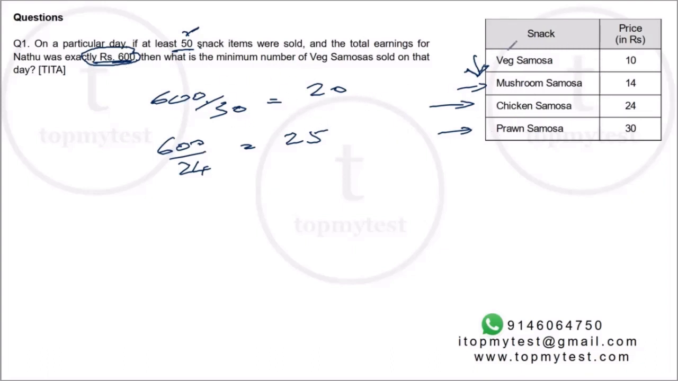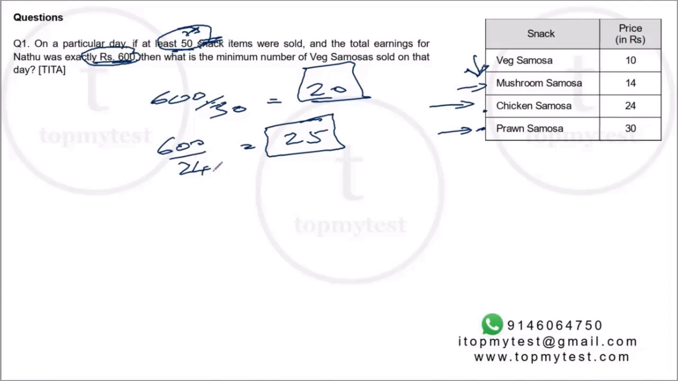The problem is I have to introduce veg samosas also. And the second concern is 50. At least 50 items have to be sold. Right now, only 20 items are sold here, and only 25 items are sold here. What you'll observe, and if you are familiar with optimization this is pretty standard, is that because the unit price is higher, the number of items sold will be lower. So at 30 rupees per item, 20 items are sold.